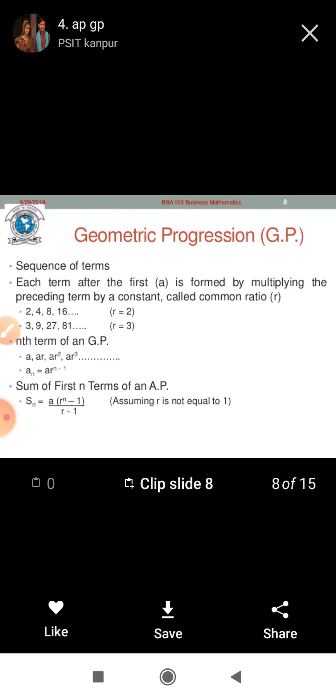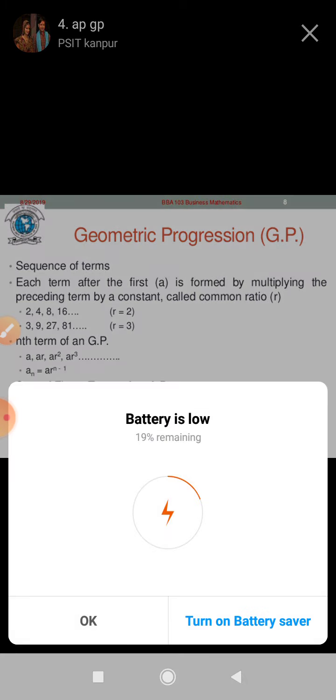If any series is multiplied by a number and we get successively the next term, 2, 4, 8, 16, here r is equal to 2. If 2 is multiplied by 2, we get 4. Again 4 is multiplied by 2, we get 8. Again 8 is multiplied by 2, we get 16.